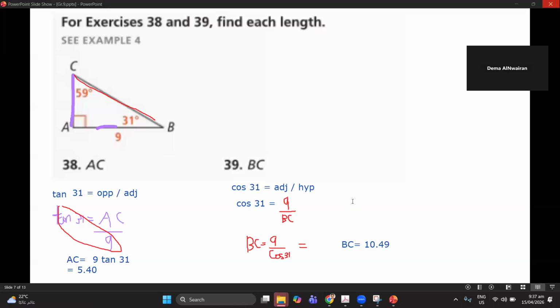How can I find the length of BC without using cosine of 31, or sine or tan, without using the trigonometric ratios? What is the second way I can do that? If I know the length of AB and the length of AC, how can I know the length of BC? Pythagorean theorem. Excellent. Is this example clear now? Yes.